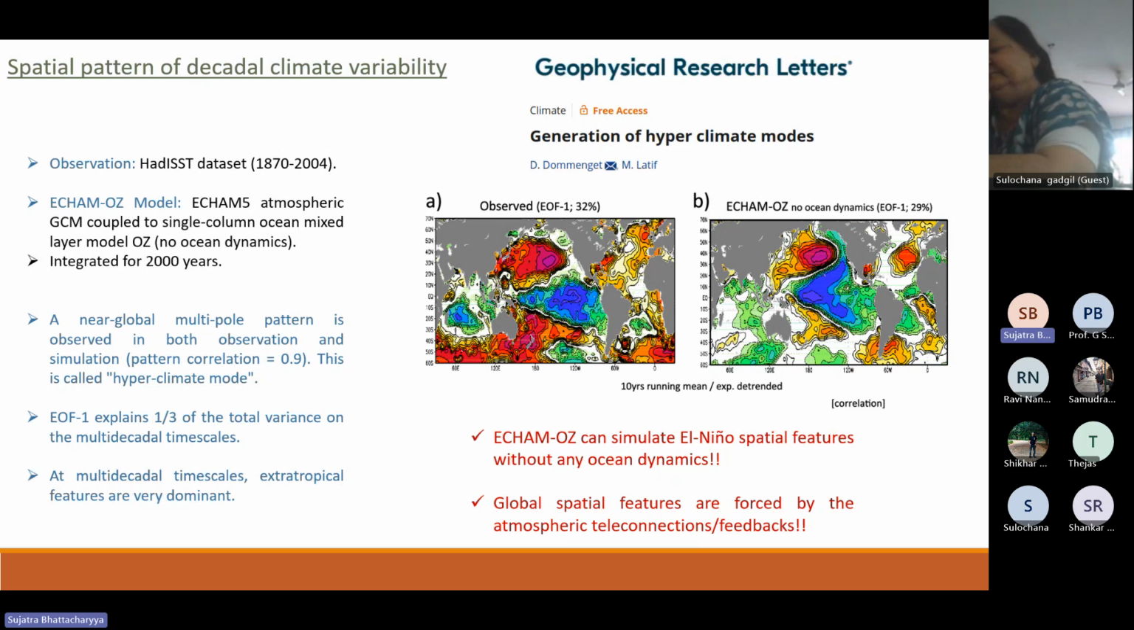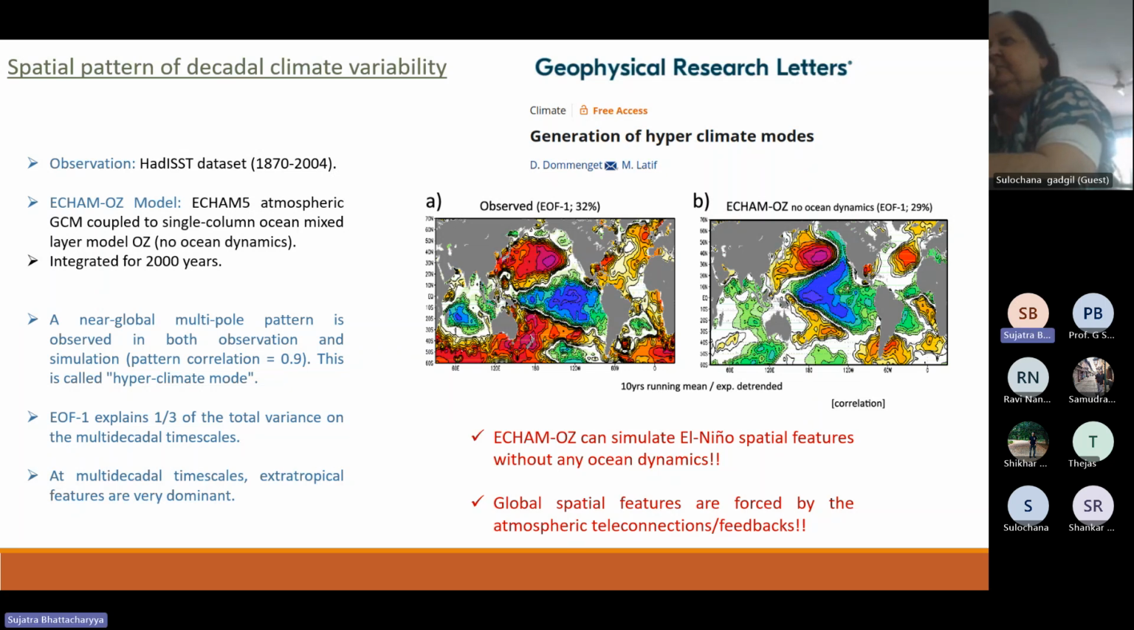So what you observe is a classic near global multipole pattern. You can see an IPO kind of structure in the Pacific Ocean. You also see the Indian Ocean following the El Nino, and in the Atlantic also you can see some sort of Atlantic multi-decadal oscillation kind of structure. So these patterns are not confined to a particular basin, but they are global in nature.